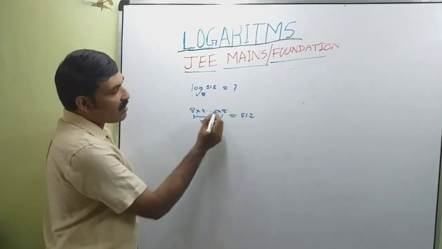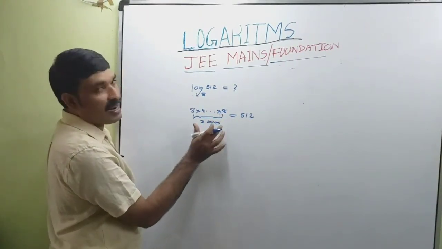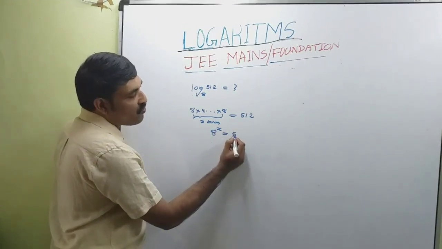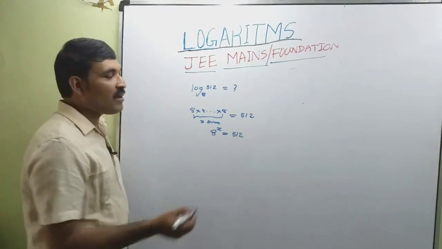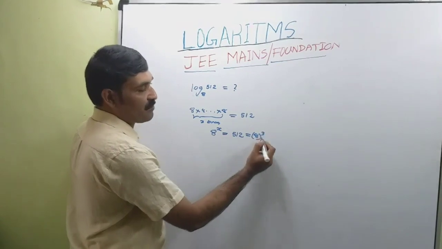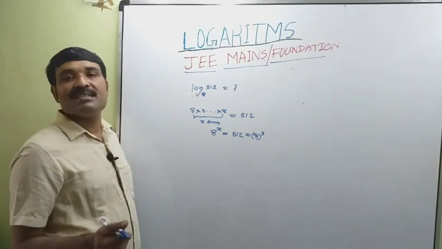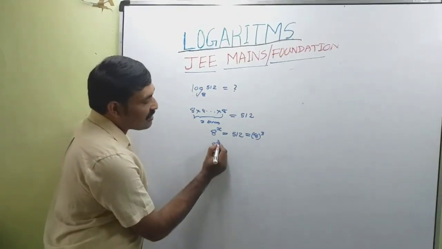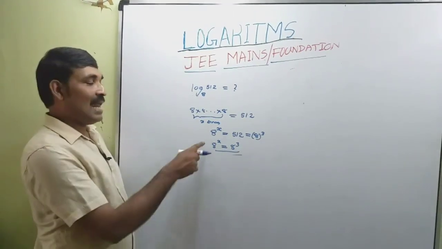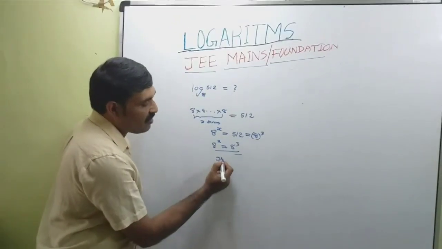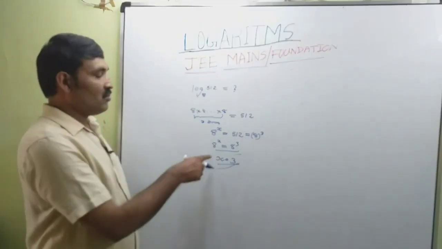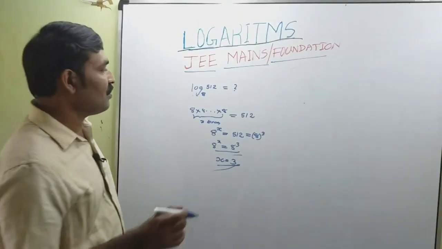Right. So we can write the LHS as 8 raised to x is equal to 512. 512 is equal to 8 raised to 3. Okay, 8 into 8 into 8 is 512. Now 8 raised to x is equal to 8 raised to 3. Comparing the powers in LHS and RHS, we get x is equal to 3. So the exponent is equal to 3.